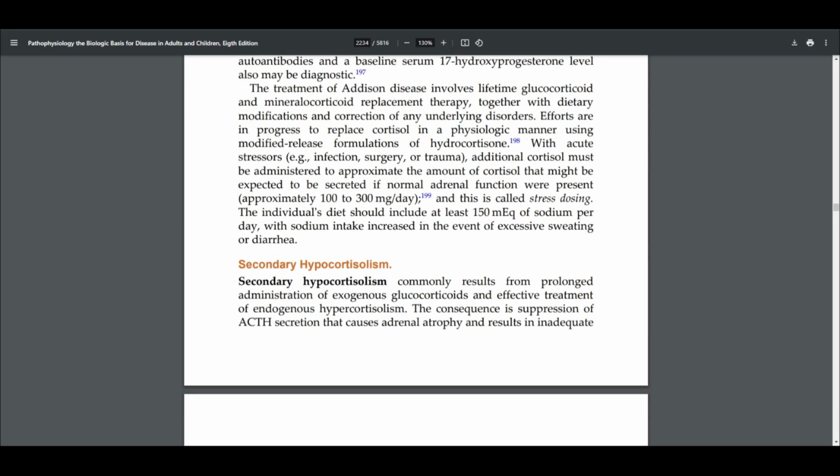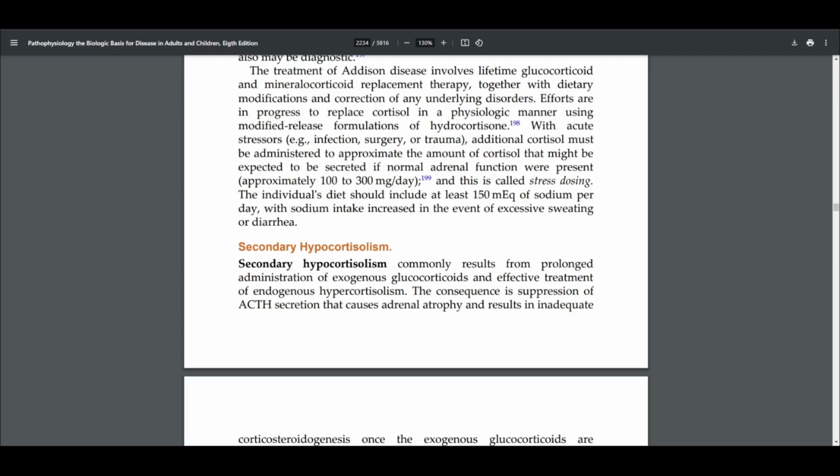The treatment of Addison disease involves lifetime glucocorticoid and mineralocorticoid replacement therapy, together with dietary modifications and the correction of any underlying disorder. Efforts are in progress to replace cortisol in a physiologic manner using modified release formulations of hydrocortisone. With acute stressors, additional cortisol must be administered to approximate the amount of cortisol that might be expected to be secreted if normal adrenal function were present. This is called stress dosing.